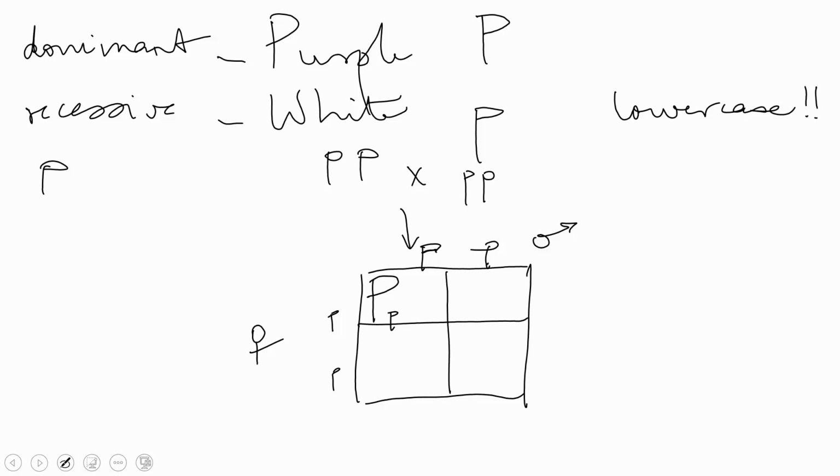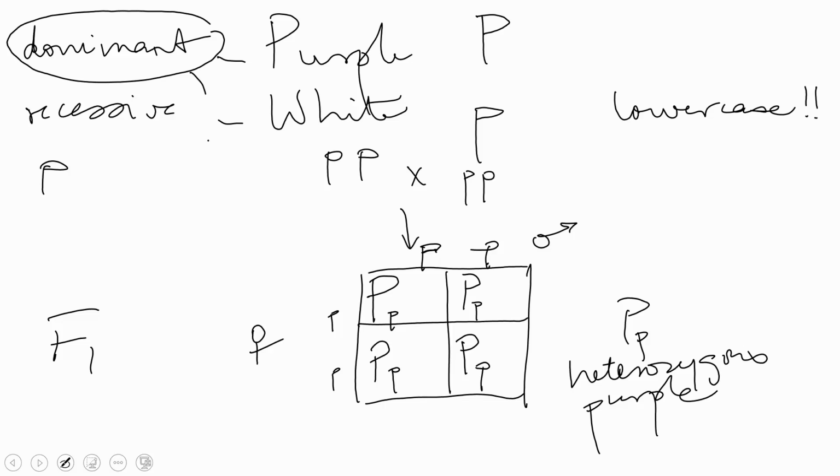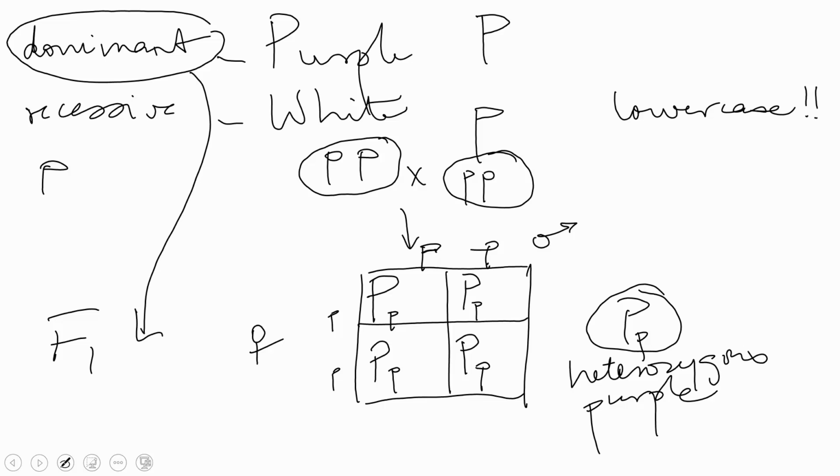And in this box, you get another capital P from the dad and a little p from the mom. And in this box, you get the same capital P from the dad and a small p from the mom. So this is the F1 generation, which is all completely heterozygous and all purple, because under the law of dominance, only the dominant gene will express itself in the F1 generation. Notice that these are all hybrids now. They're no longer pure, no longer homozygous. They're now heterozygous children.